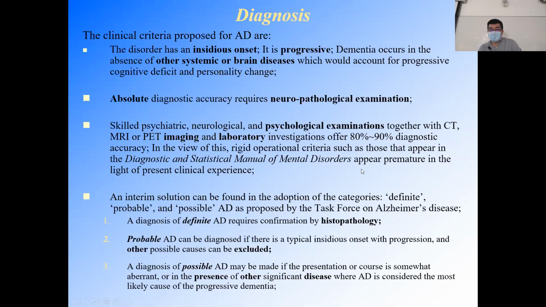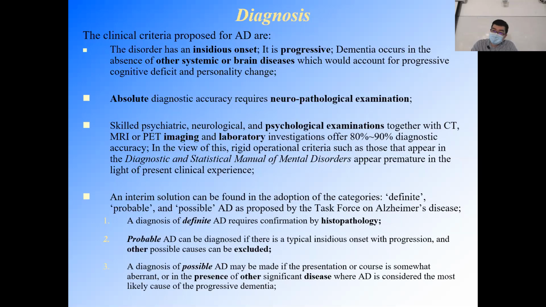But still, the exact 100% diagnosis requires neuropathological examination. That's the reason why, for example, in Hong Kong, how many people have Alzheimer's disease is only approximate, because usually when those patients die, most likely the family will not do the neuropathological examination, because that requires removing the brain and cutting it into pieces.